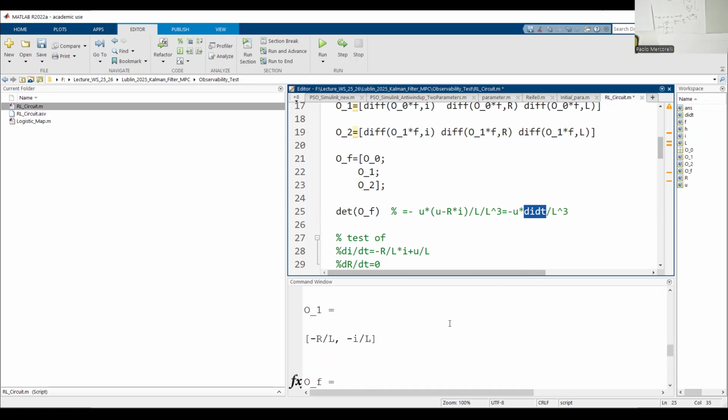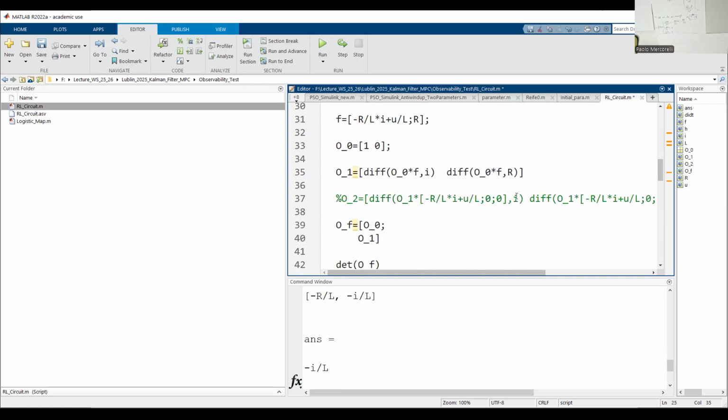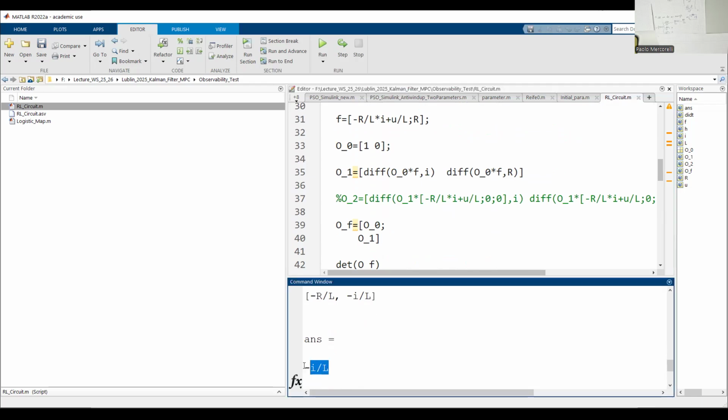Look what happens now in the second case. The second case is characterized by the estimation of R. I put a semicolon. O1, OF, this is the observation matrix. This is the condition. It's exactly this.